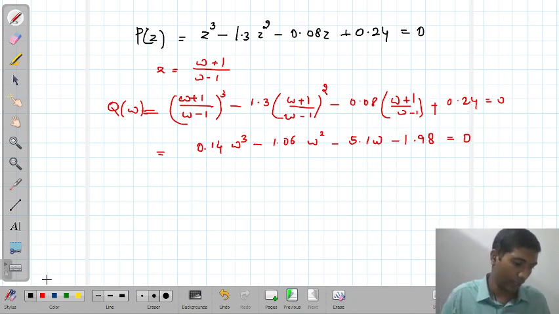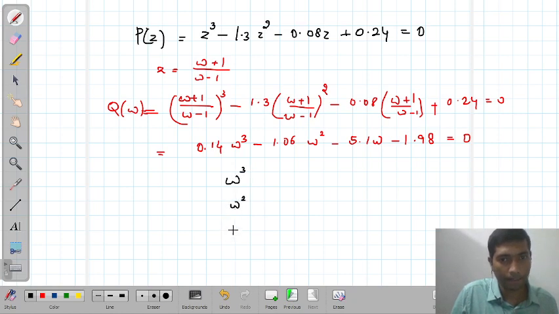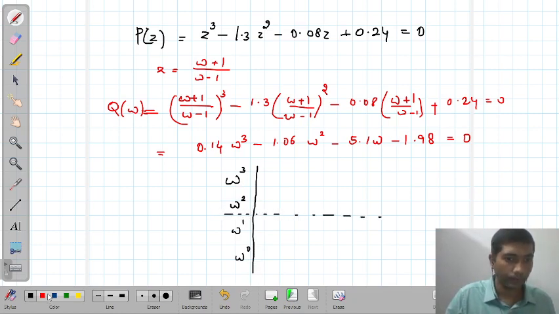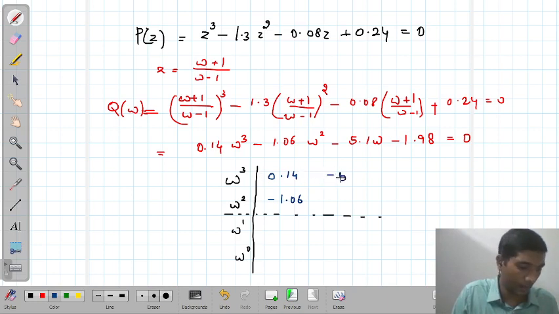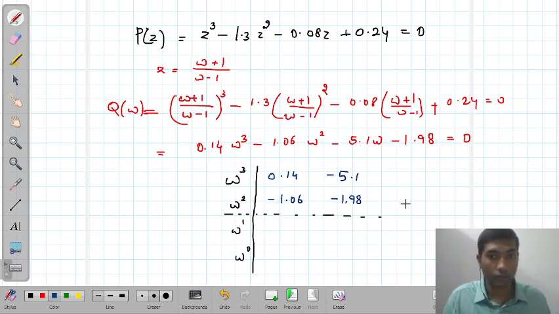Now you need to construct the Routh's array. In order to construct it, we write w cube, w square, w raised to 1, w raised to 0. This is the first column, and we need to fill the first two rows. The first element is the coefficient of w cube, which is 0.14, then the coefficient of w square, which is minus 1.06. The coefficient of w is written alongside the coefficient of w cube, so it is minus 5.1, and then minus 1.98. These are the first two rows of the Routh's array.